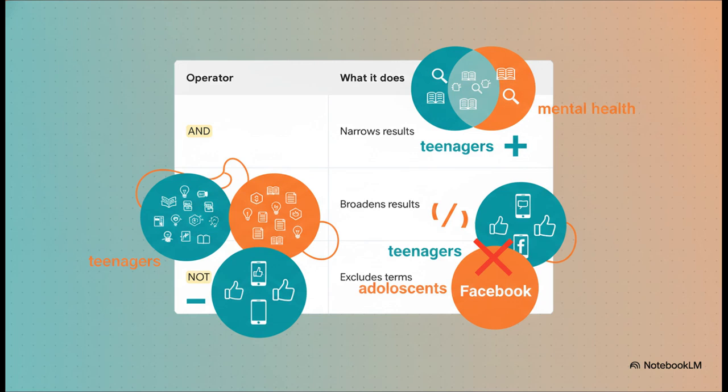And now for step 3, your power tools. These little words, and, or, and not, are your secret weapons. You use and to link different ideas together, like teenagers and mental health. You use or to include all those synonyms we just talked about, like teenagers or adolescents. And you use not to cut out the noise, like social media, not Facebook. Seriously, mastering these 3 words will completely change your search game.